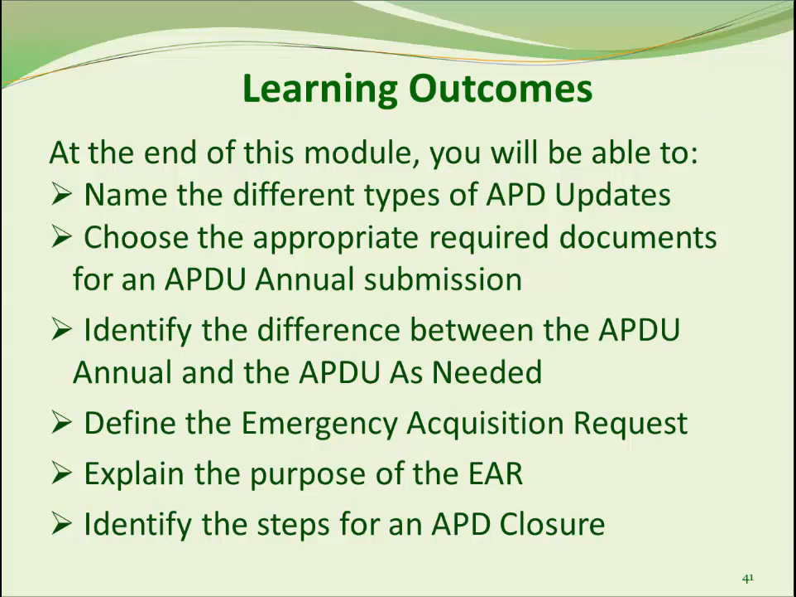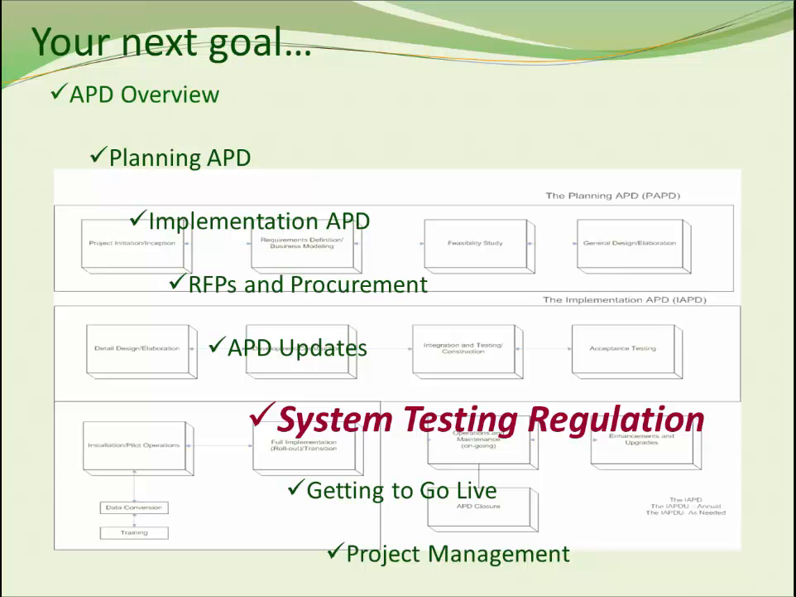I defined an emergency acquisition request, or EAR, as a brief written request that provides a means for a state to take prompt action due to a demonstrated emergency. I also explained the EAR process. The last item covered was the process and steps for closing out the APD. Your next goal should be learning more about the new changes involved with system testing.